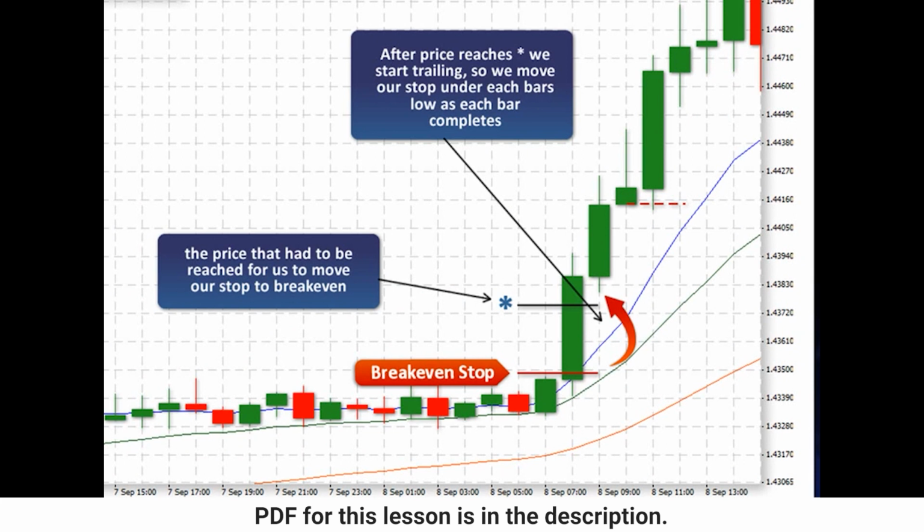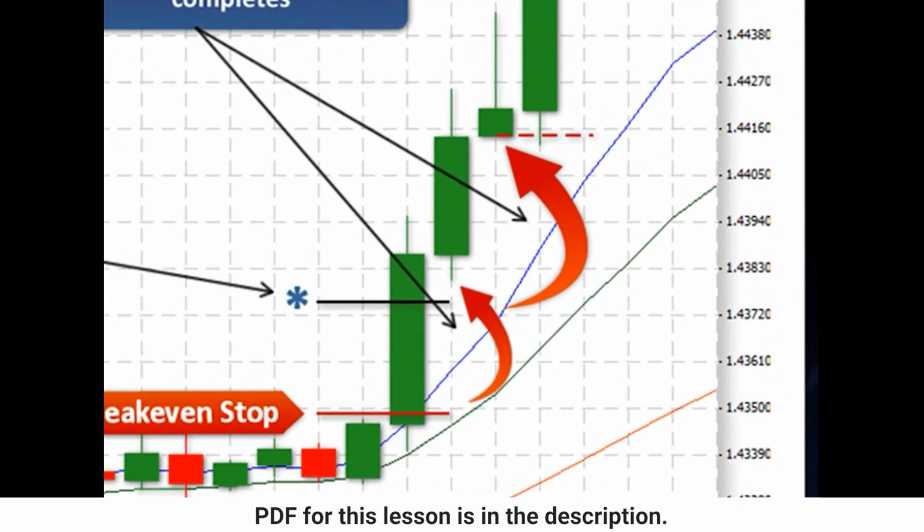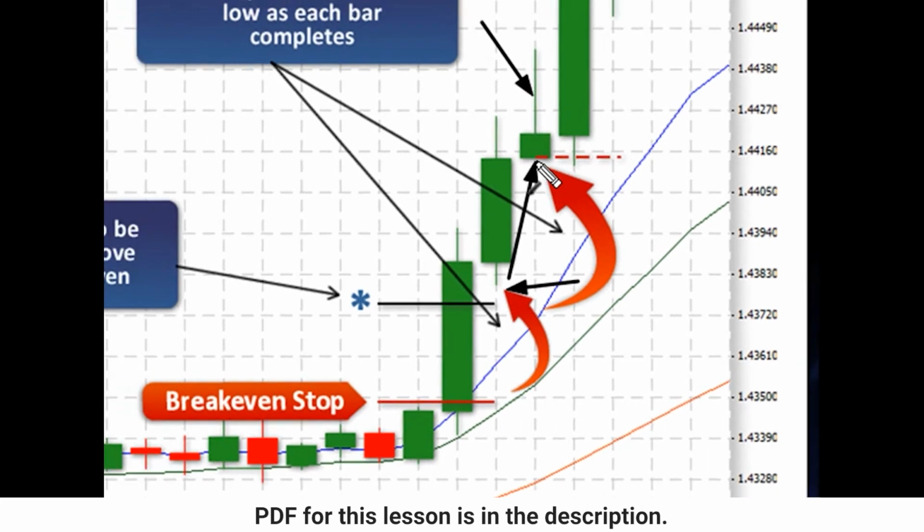So as price reaches our break-even price, we move our stop to break-even, and as you can see, our entry price is now our break-even stop. And as indicated by the arrow, we are moving our stop below the low of each bar as that bar completes. So as this bar completed, we moved our stop under the low. And then as this bar completed, we moved our stop from this point up to this point.